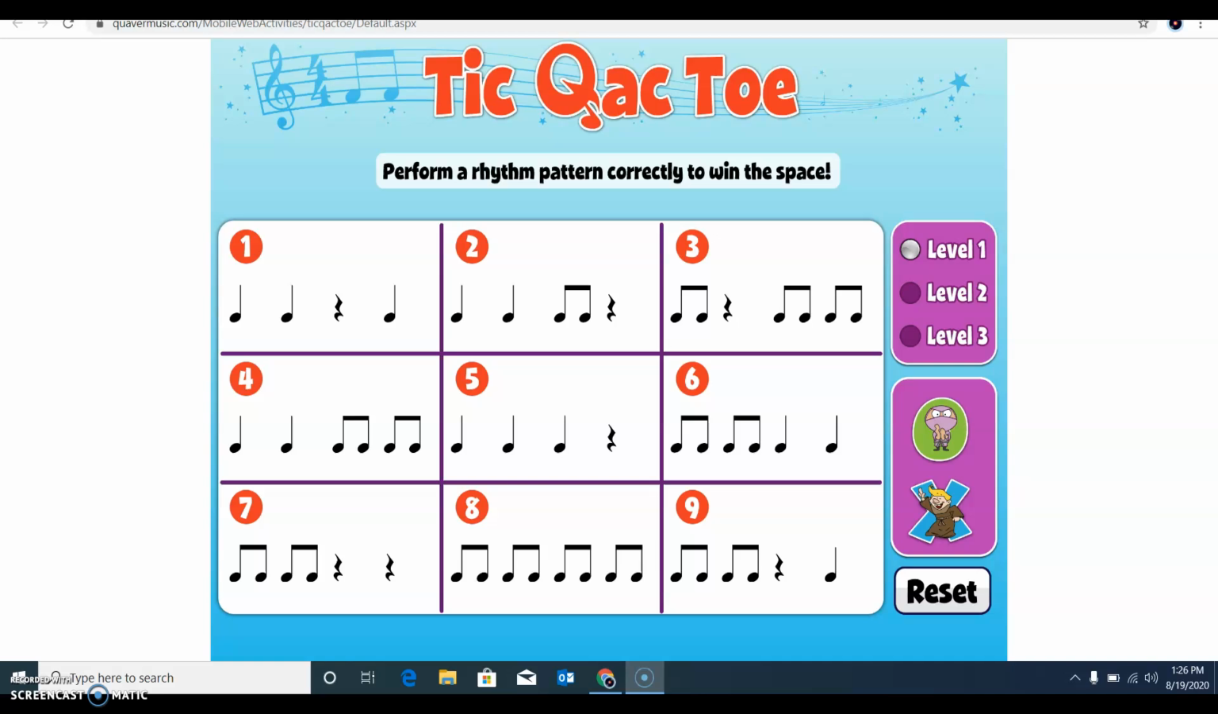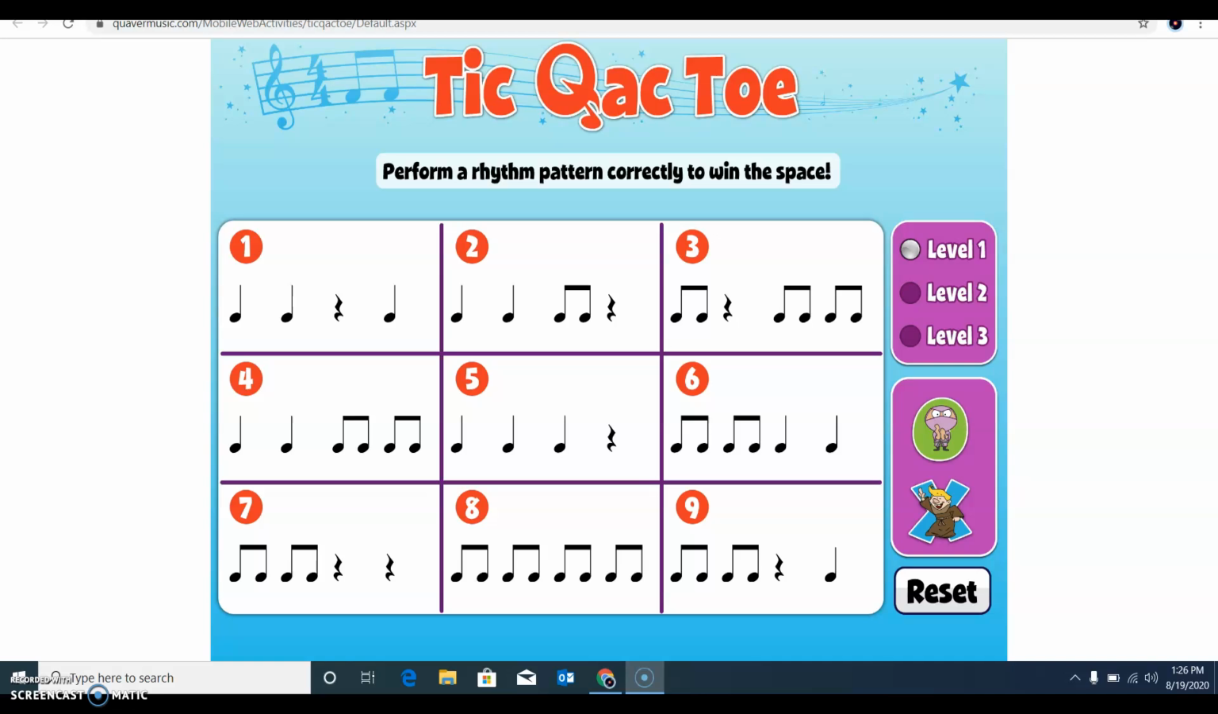Rest. Okay. You should have a tic-tac-toe, a diagonal, starting with 1, 5, and 9. Okay, let's do it one more time. Ready, begin. Rest. Okay.